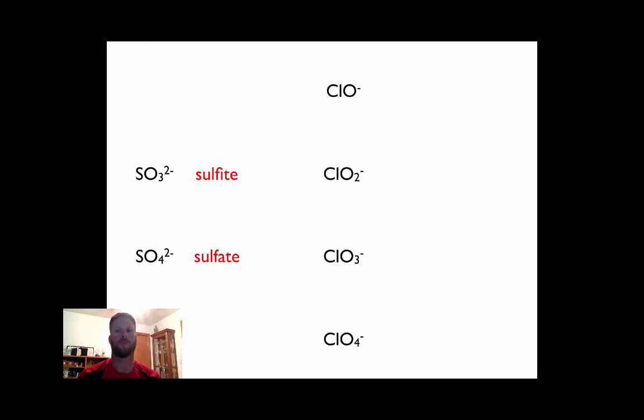Now chlorine forms 4 oxyanions. So not only do the ITE and ATE suffixes get used, but different prefixes must also be used. The ion with the least amount of oxygens uses a hypo prefix and the ITE suffix. ClO- is hypochlorite ion.